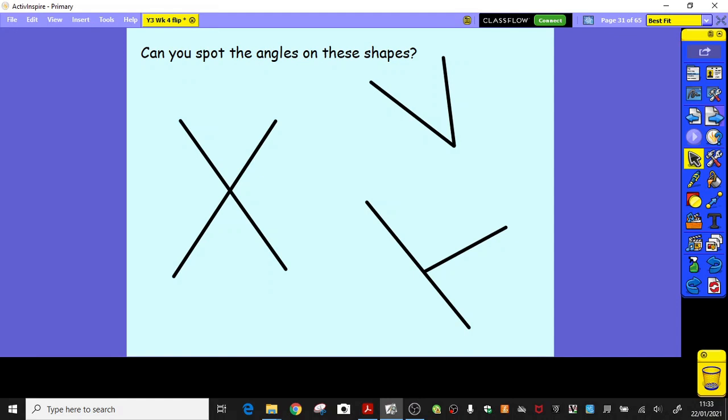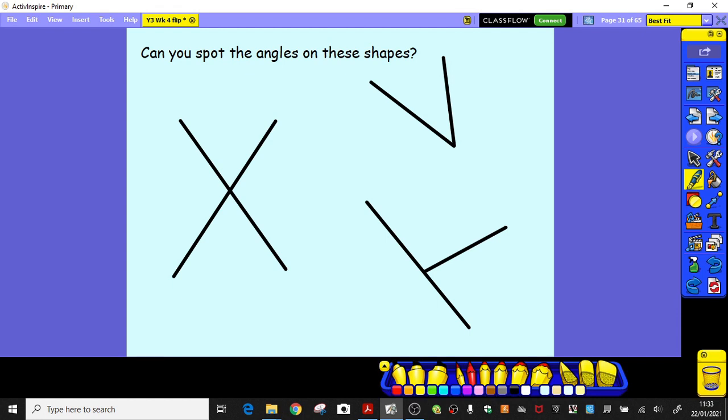Here are some more shapes. Can you spot the angles on these? Well, this one's quite easy because there's an angle there between the two lines. And if we have a look at the X shape, well, that's got lots of angles. There's one angle there between the two lines. There's another angle there between the two lines, and then we've got more angles on the other side as well. So wherever two straight lines meet or cross, we've got an angle.